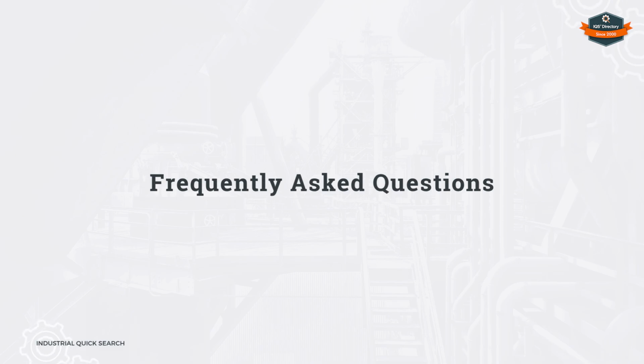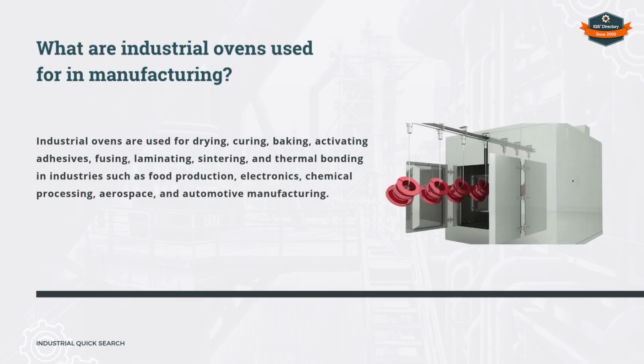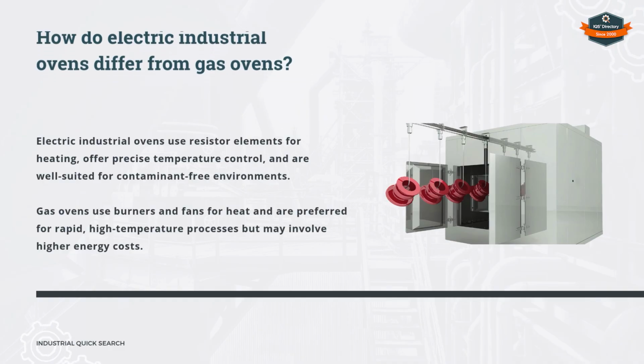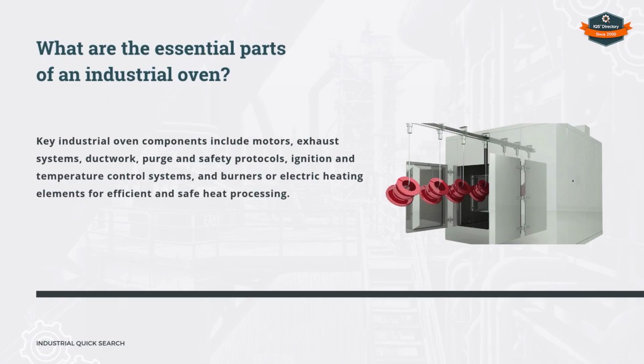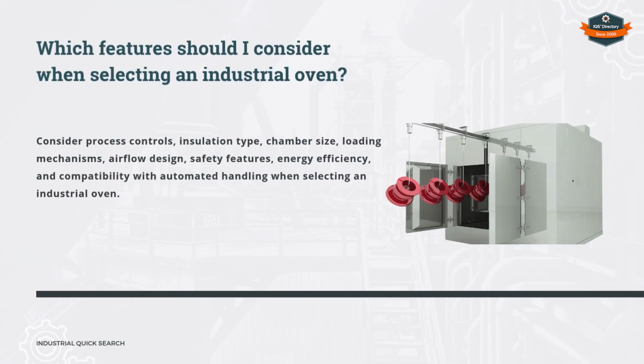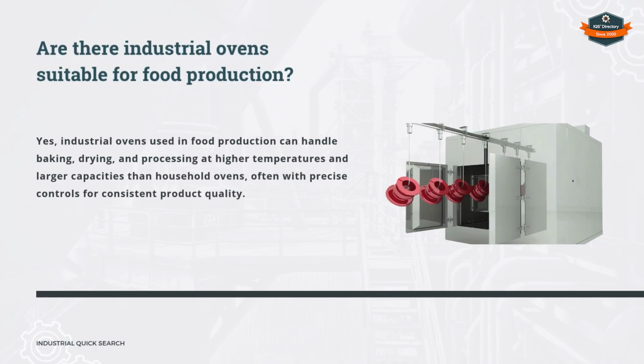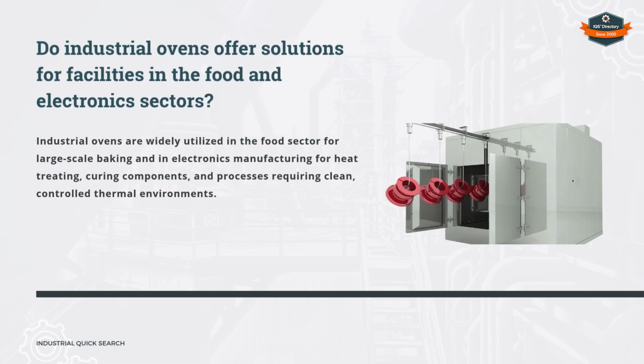Frequently asked questions. What are industrial ovens used for in manufacturing? How do electric industrial ovens differ from gas ovens? What are the essential parts of an industrial oven? Which features should I consider when selecting an industrial oven? Are there industrial ovens suitable for food production? Do industrial ovens offer solutions for facilities in the food and electronic sectors?